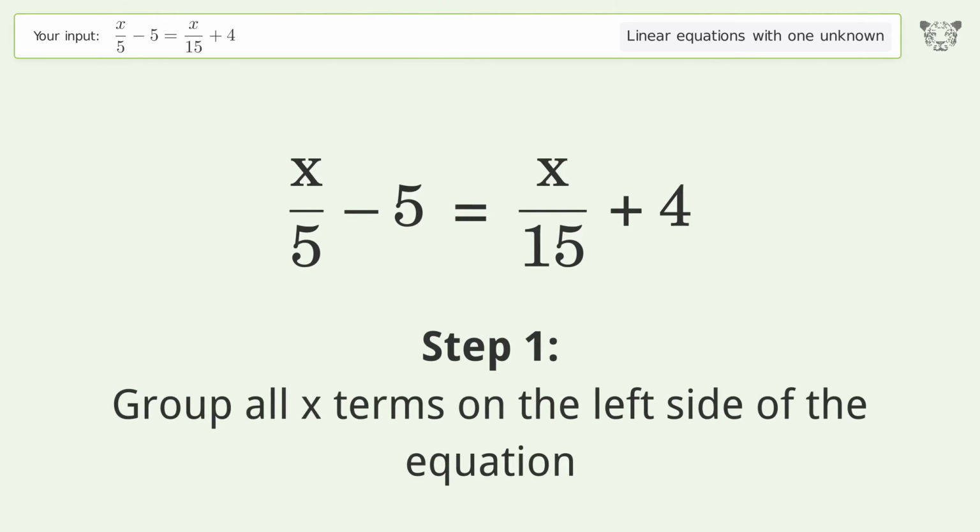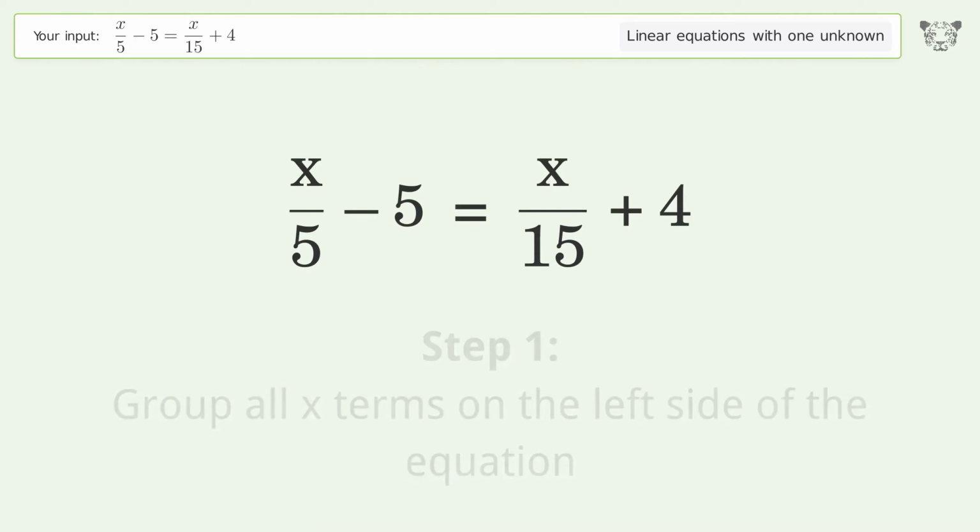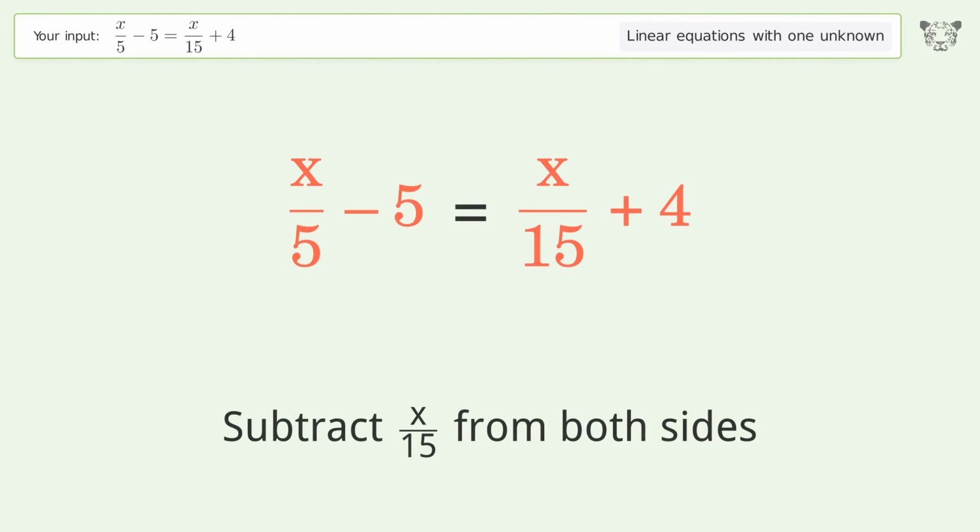Group all x terms on the left side of the equation. Subtract 10/15 from both sides. Group like terms. Group the coefficients. Find the lowest common denominator.